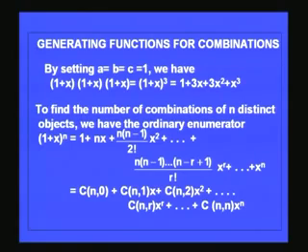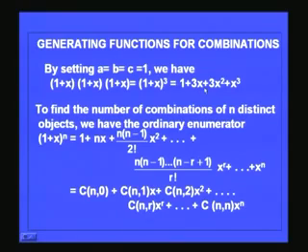What is this 3? This coefficient represents the number of ways of not choosing any objects out of 3 objects. This gives you the number of ways of choosing one object out of 3 objects. This gives you the number of ways of choosing 2 objects out of 3 objects, and the coefficient of this gives you the way of choosing all the 3 objects. So, the coefficient of x power r gives you the number of ways of choosing r objects out of n objects.